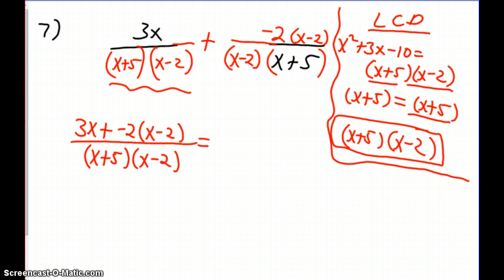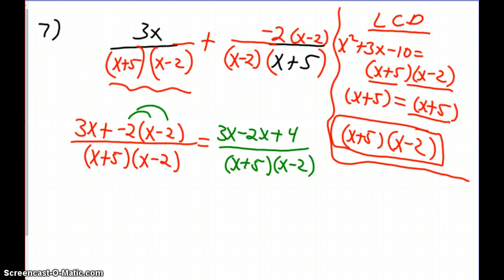Okay, so now we're going to distribute the negative 2 like this, and we're going to get 3x minus 2x plus 4 over (x + 5)(x - 2). Okay, now let's combine our like terms. What are you going to get on the top? x plus 4 on the top. What are you going to get on the bottom? (x + 5)(x - 2).